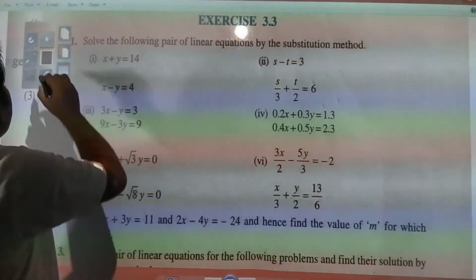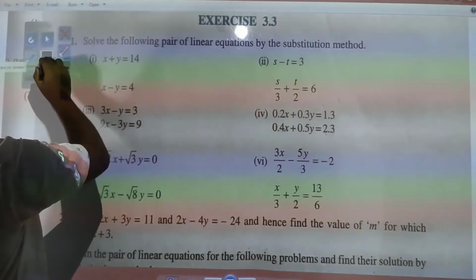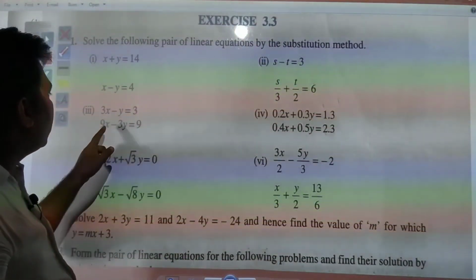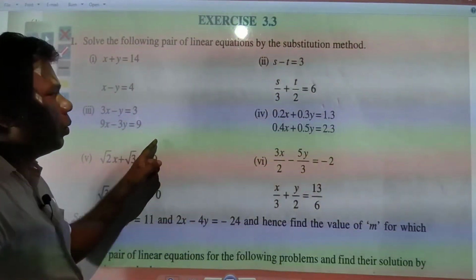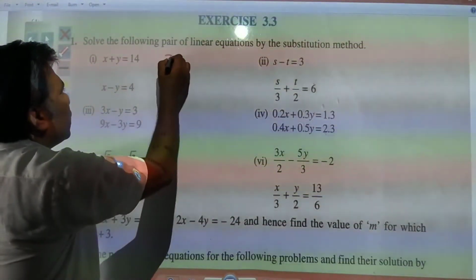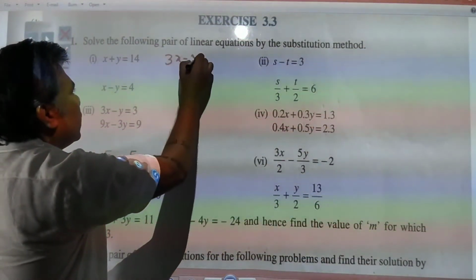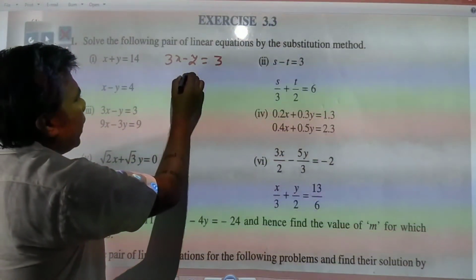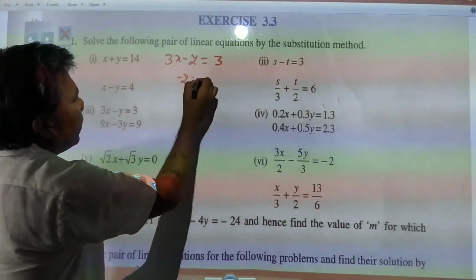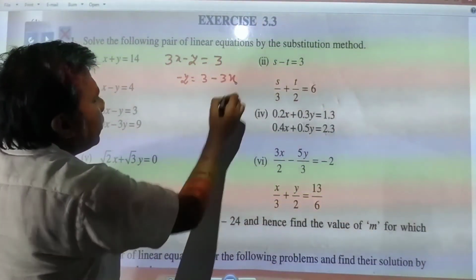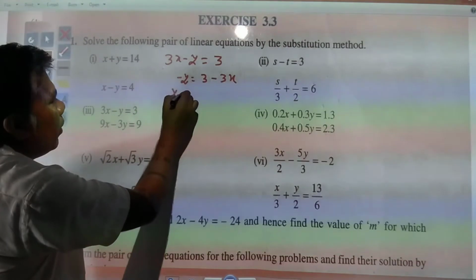Next you see, 3x minus y is equal to 3 and 9x minus 3y is equal to 9. I hope you will be able to solve. I am just giving you some hints. 3x minus y is equal to 3. So minus y will be what? 3 minus 3x, or y will be what?